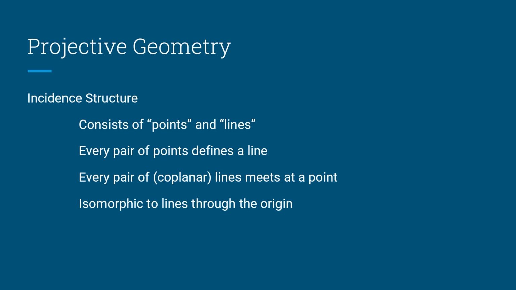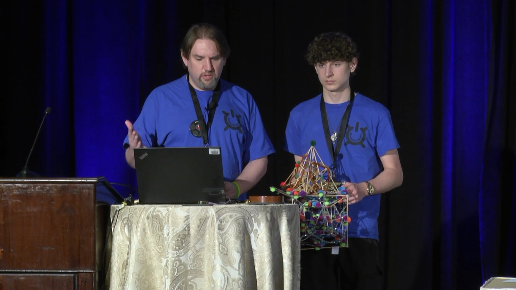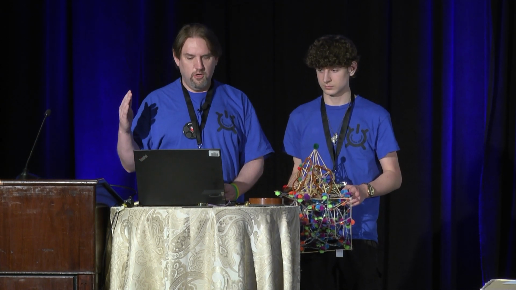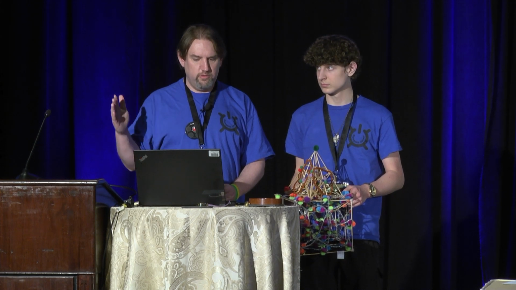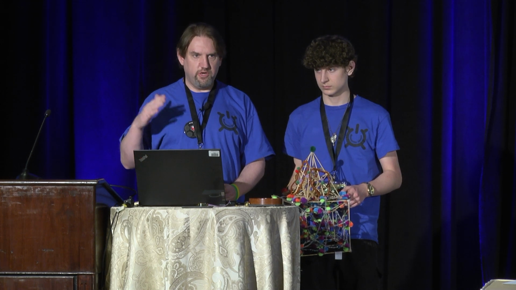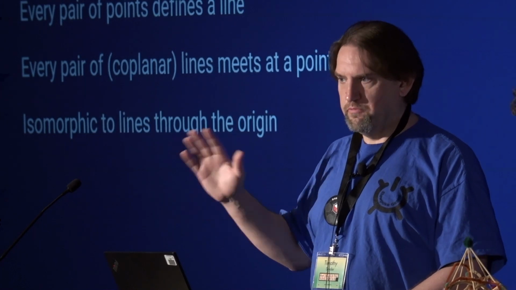Every pair of coplanar lines meets at a point. This duality is a pretty significant part of some games. If you've ever seen Spot It, that's based on an order 7 projective geometry plane. So one interesting thing is that the lines through the origin in the higher dimension actually correspond to the points in the projective plane. So you can think of the points on the projective plane as being isomorphic to antipodal points on a sphere.